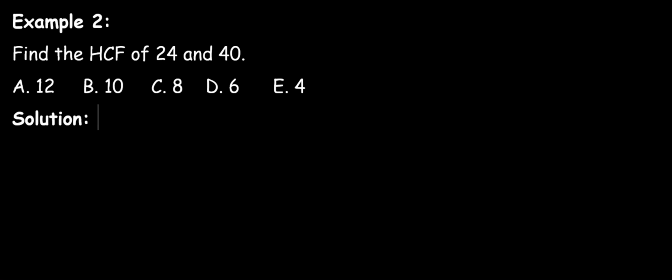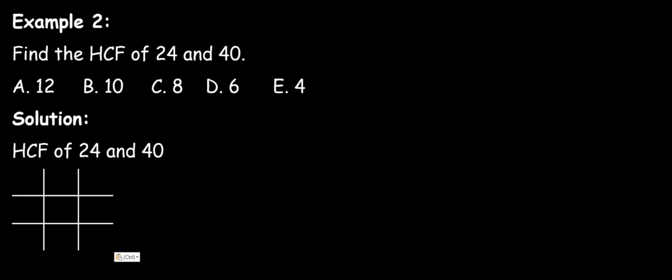Find the HCF of 24 and 40. The options are given: A, 12; B, 10; C, 8; D, 6; E, 4. Solution: HCF of 24 and 40. Let's rule our mini table and insert our values, 24, 40. We are dealing with HCF, so care must be taken. Any prime factor we choose to divide through must be able to divide the two available values, or more, depending on what we are given. Must divide them without remainder.